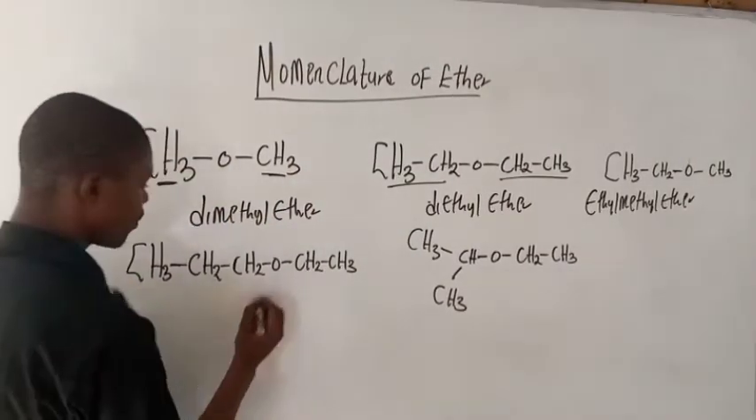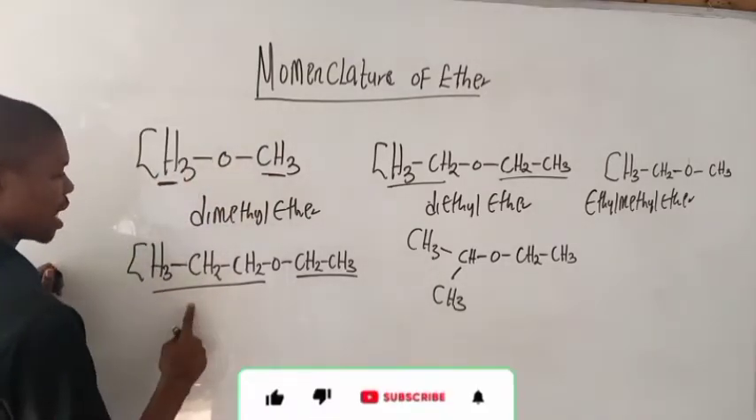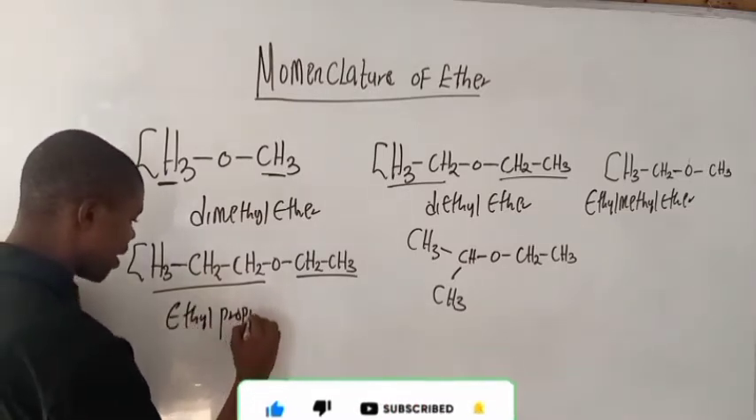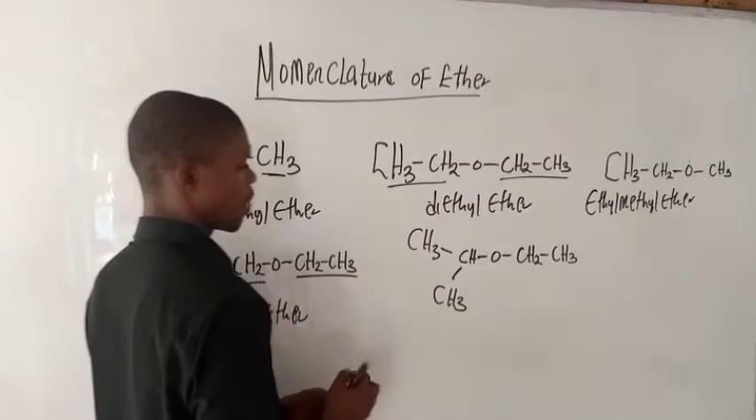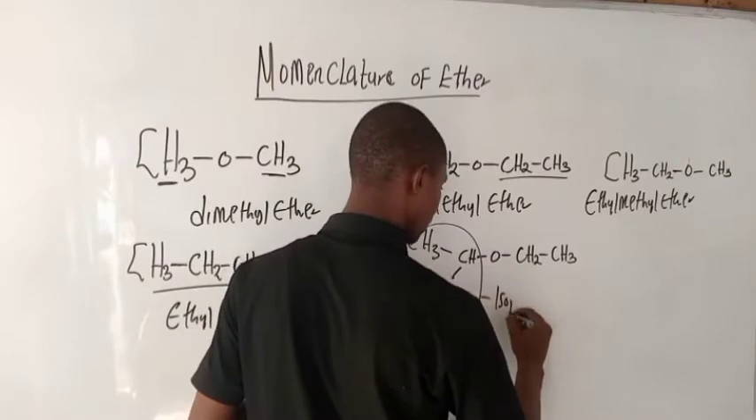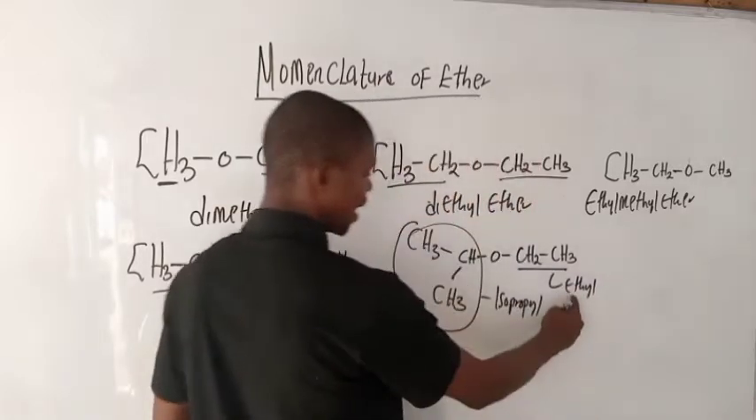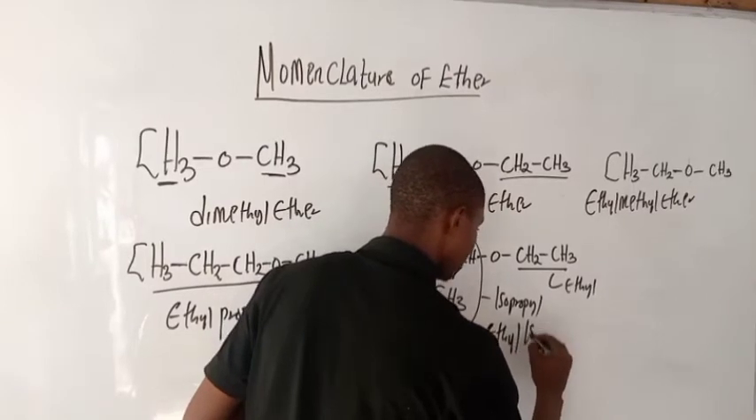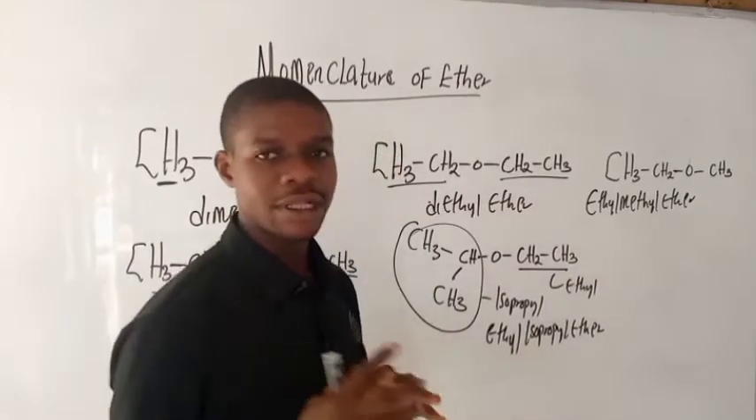What about this one here? Here we have a propyl group and an ethyl group. E will come before P in alphabetical order. So it's going to be ethyl propyl ether. You get? Then what about this one here? This one is called isopropyl, and here we have ethyl. E will come before I. So it's going to be ethyl isopropyl ether.